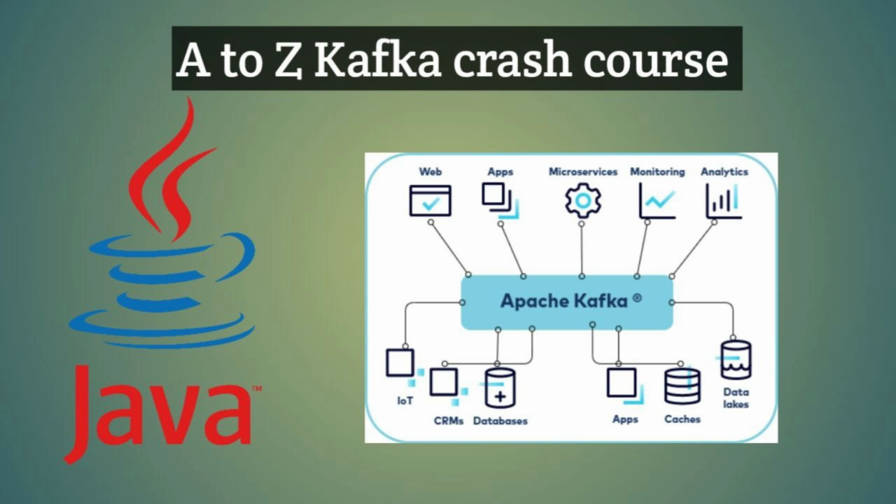When a customer places an order, the order details such as the items ordered, delivery address, and payment details can be sent as a message to a Kafka topic called orders.